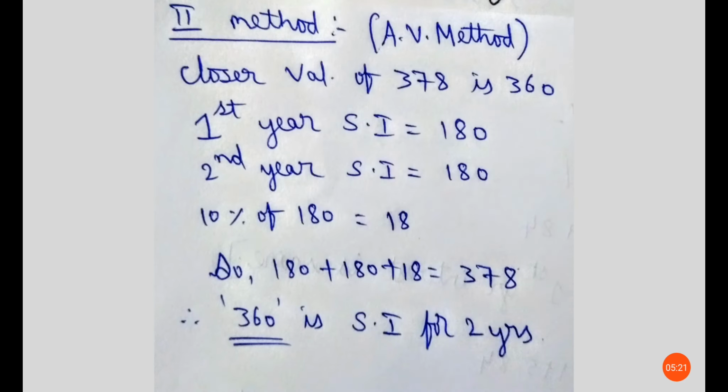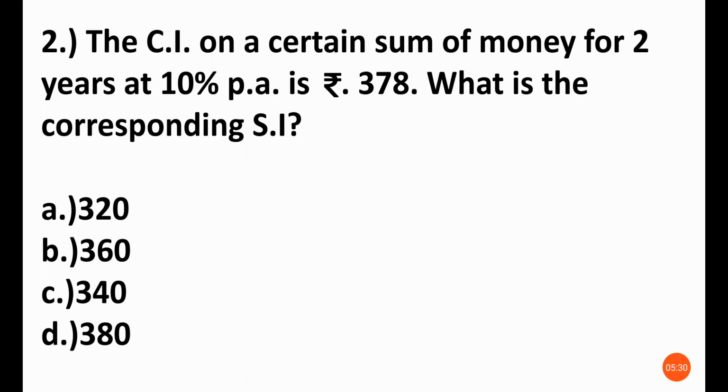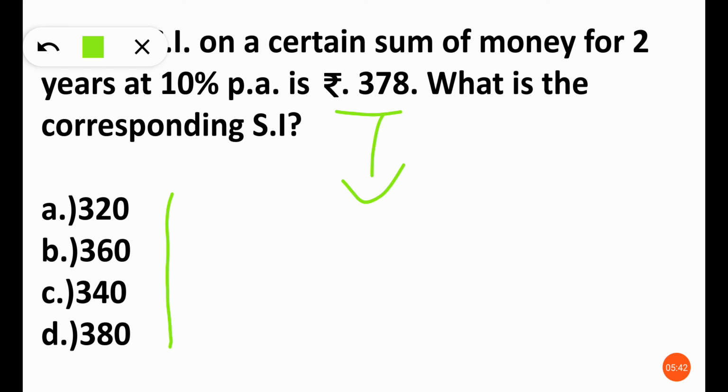There is another method to solve this question. Let's see it. That method is the answer verification method. First of all, we have to identify the value closer to 378. The compound interest is 378. Simple interest will be less than 378. So we have to identify a value among these options which is less than 378 and closest to 378. So 360 is the right option.